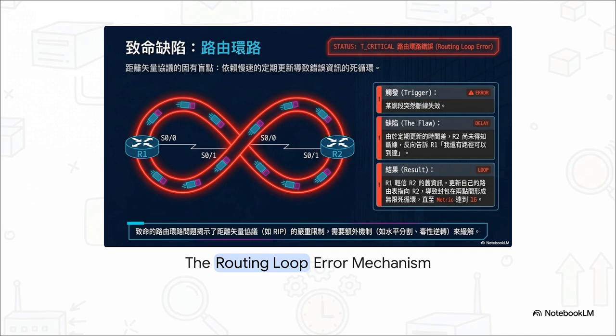But here's the catch. R2's path was actually going through R1 in the first place. This slight delay creates a disastrous infinite loop. R1 sends the packet to R2, R2 sends it right back to R1, and suddenly you've got bad data bouncing back and forth at the speed of light.